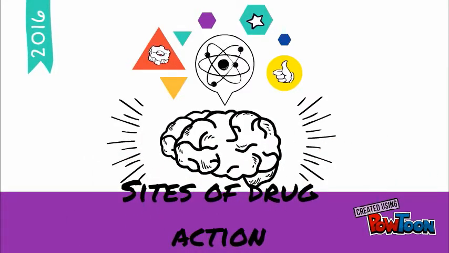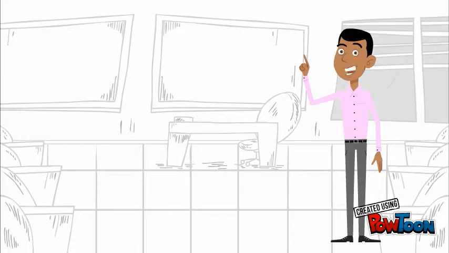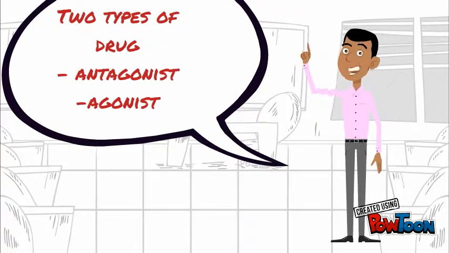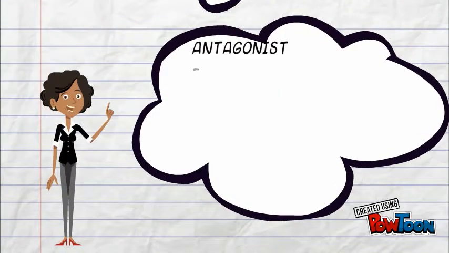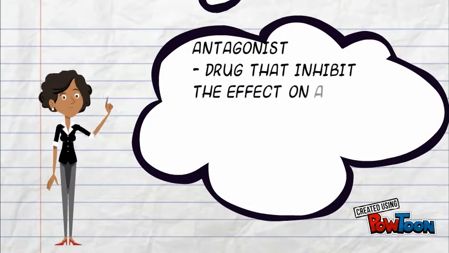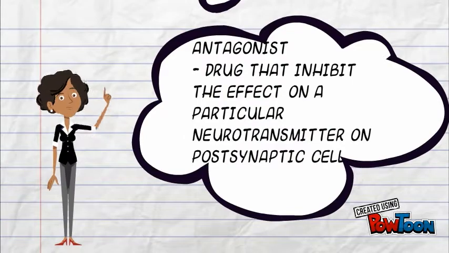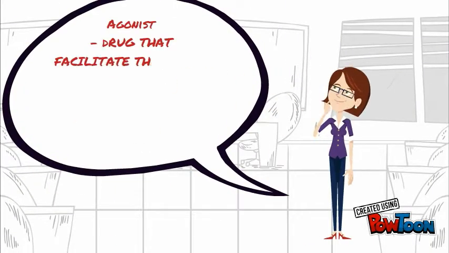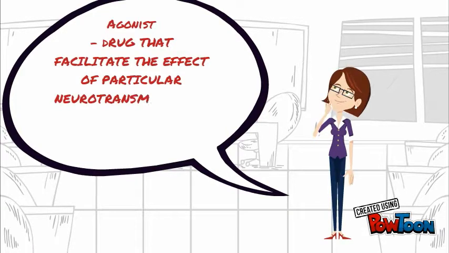Alright guys, let's learn about some drugs. There are two types of drugs, which are antagonist and agonist. Antagonist drug is the drug that inhibits the effect of a particular neurotransmitter on the postsynaptic cell, while agonist drug is the drug that facilitates the effect of a particular neurotransmitter on the postsynaptic cell.